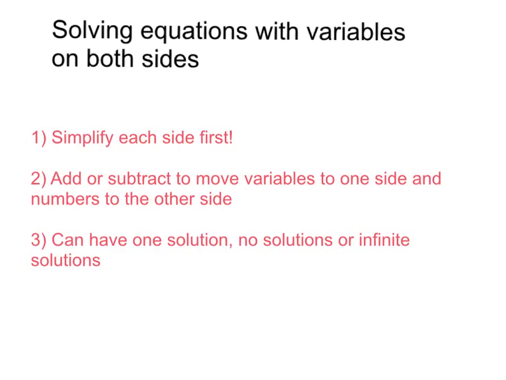Secondly, you're going to add or subtract to move variables to one side, and then all the numbers you're going to move to the opposite side. At this point, you should not be dividing from side to side. Okay, you're always going to start with addition, subtraction. And then the other thing just to keep in mind, when you have variables on both sides, you can either have one solution, you may end up with no solutions, or infinite solutions. So we're going to take a look at each of these.